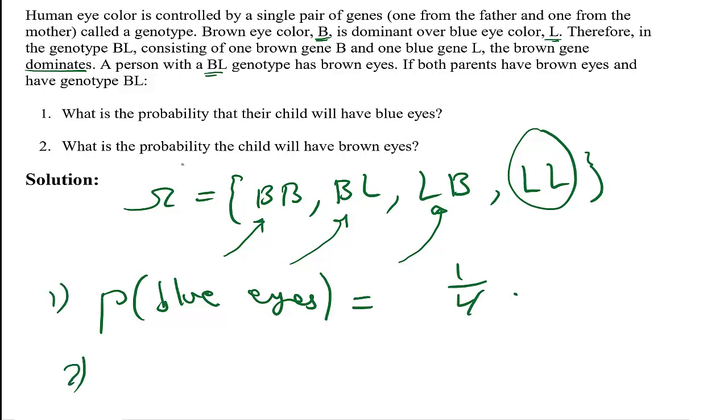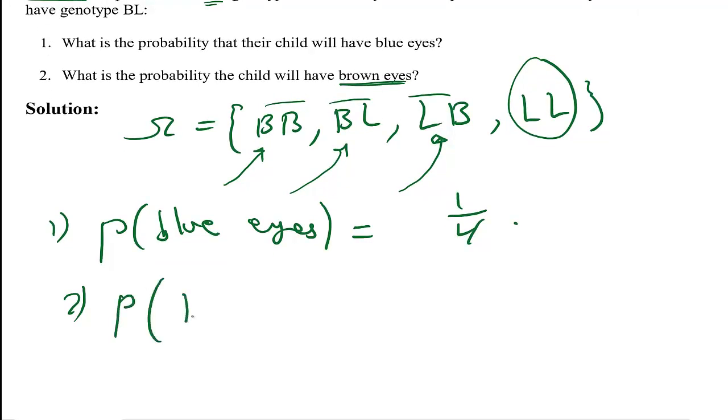The second part, we need the probability that the child will have brown eyes. Brown eyes occur with the three remaining genotypes, BB, BL, LB. So probability of brown eyes equal 3 over 4.